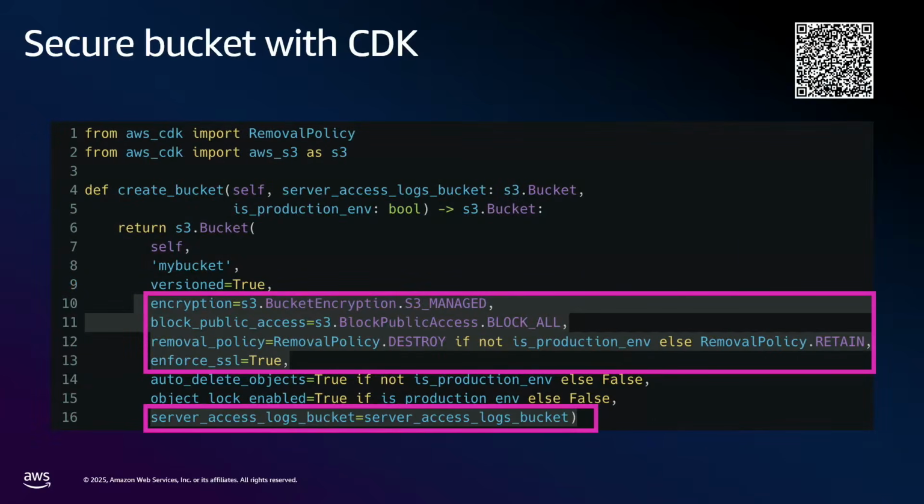And this is how we implement those security best practices using CDK. We're enabling encryption by default, we're blocking public access, we're enforcing SSL-only access.